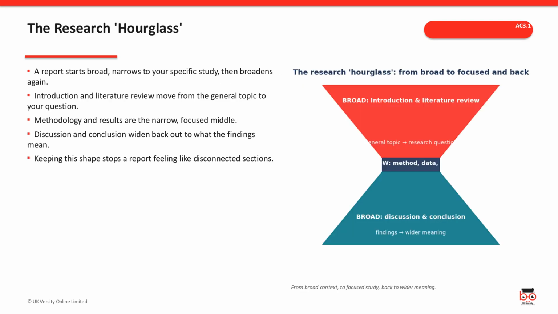There's a nice way to picture a report's shape: an hourglass. It starts broad, narrows to your specific study, then broadens out again. So the introduction and literature review move from the general topic down to your question. The methodology and results are the narrow, focused middle, and the discussion and conclusion widen back out to what it all means. Keeping that shape in mind stops a report feeling like a set of disconnected sections. It's one of the simplest tricks for making your writing flow.